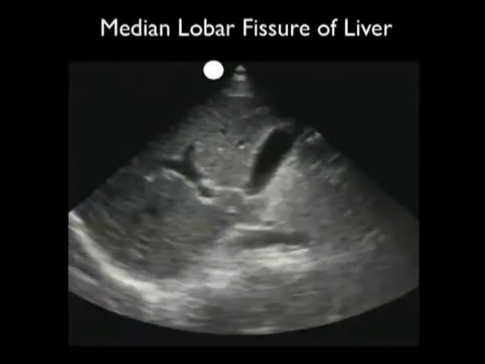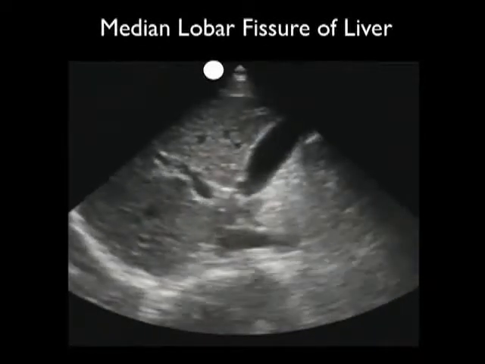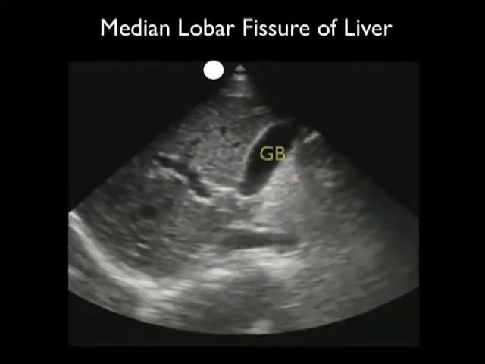Here's an ultrasound image showing the median lobar fissure of the liver in greater detail. Here we see the gallbladder, the pear-like structure to the right of the image, and the branching portal vein over towards the left.